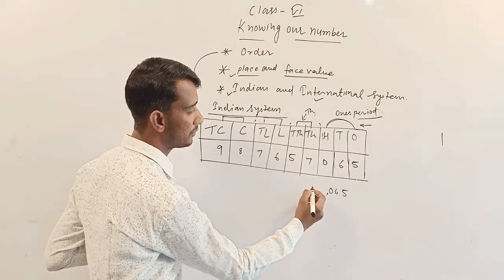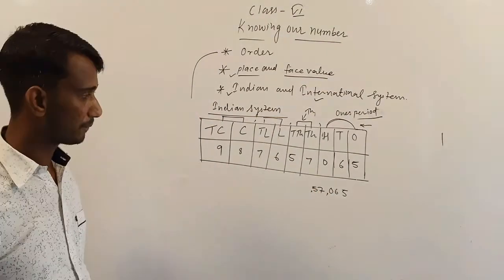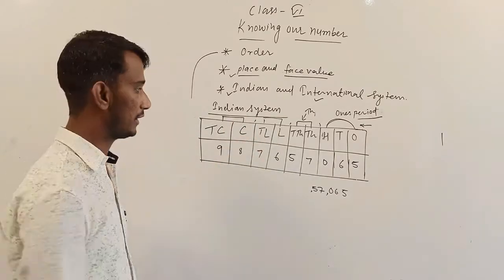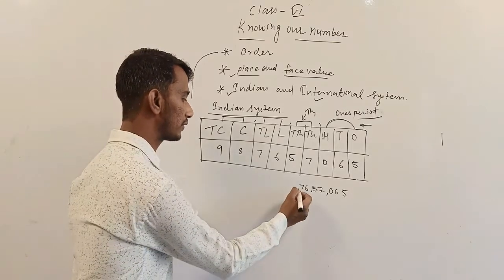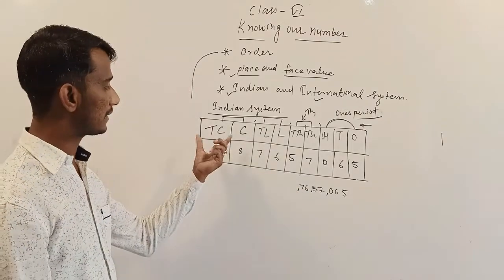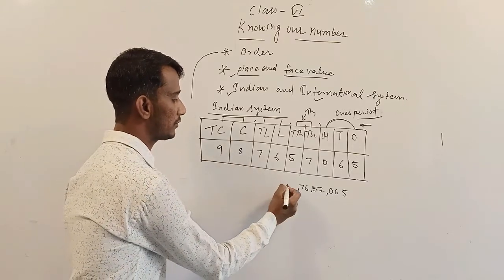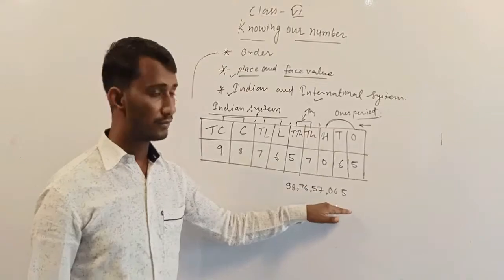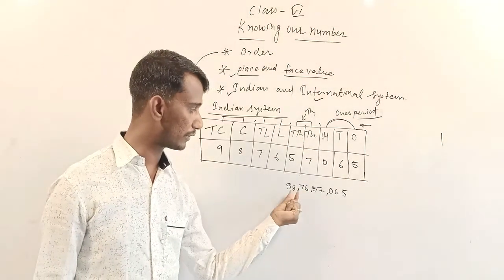So the 1000 period is 57, and we put the comma. Then after that we take the next period, the lakh period, which has 2 digits, that is 76, and we put the comma. And lastly the 10 crore, and you can see the crore period. So in the crore period there are 2 digits, 9 and 8. In this way you can put the commas properly: first 3, after that 2, 2 and 2.